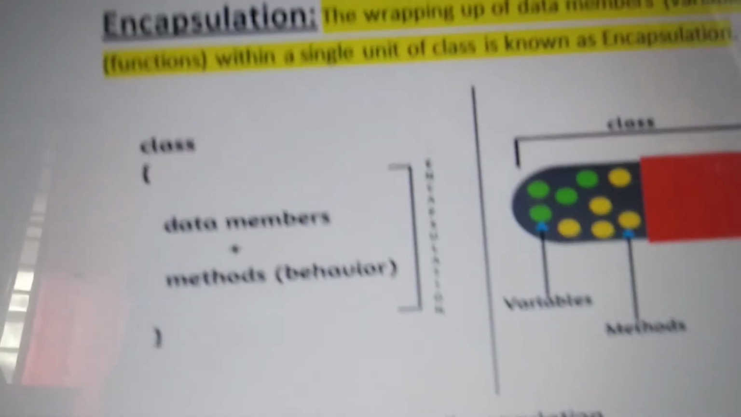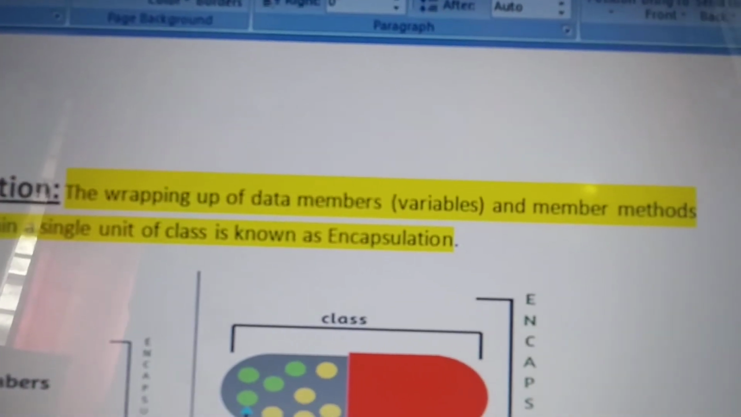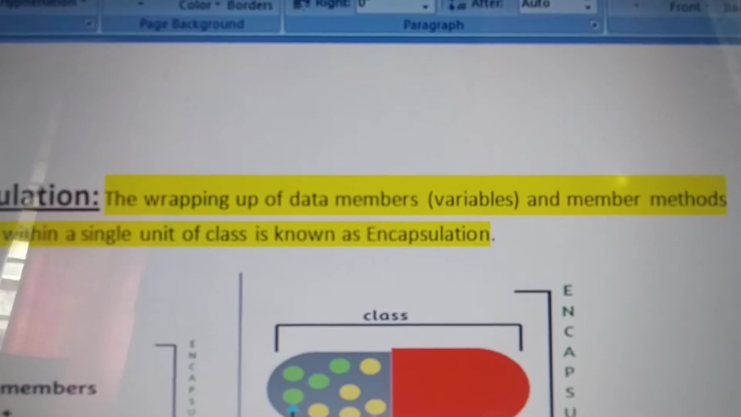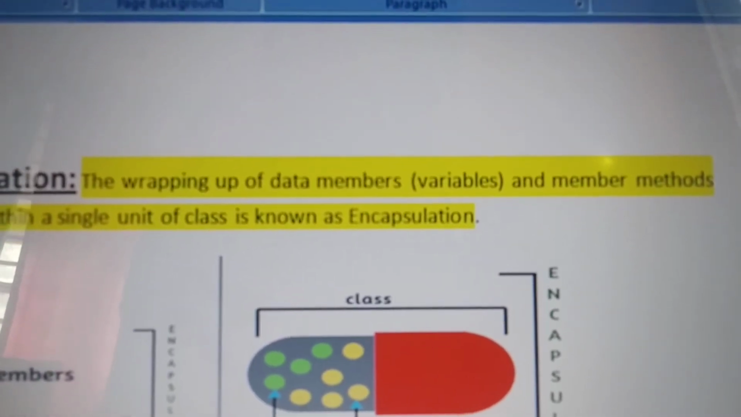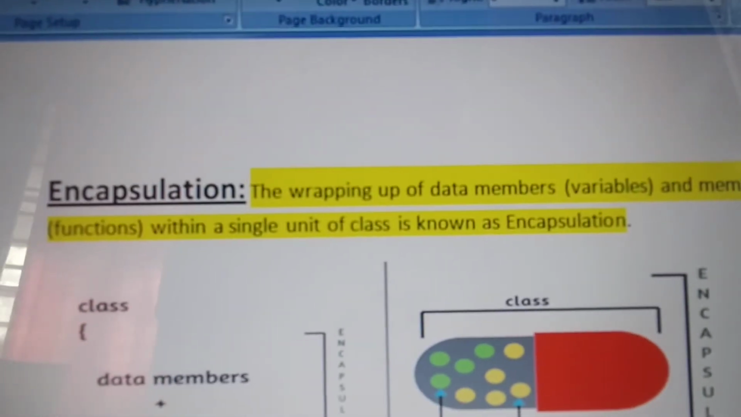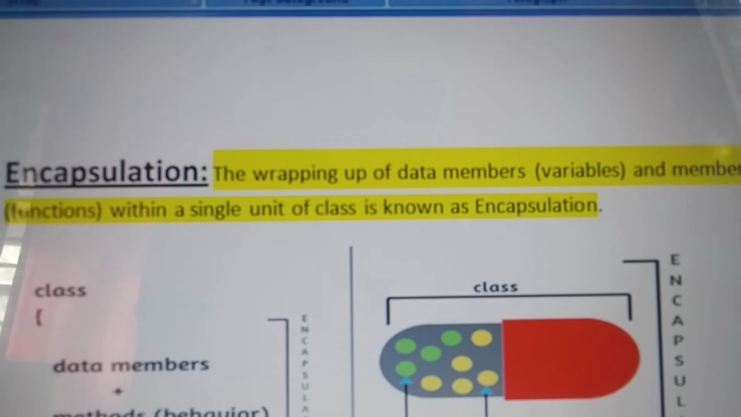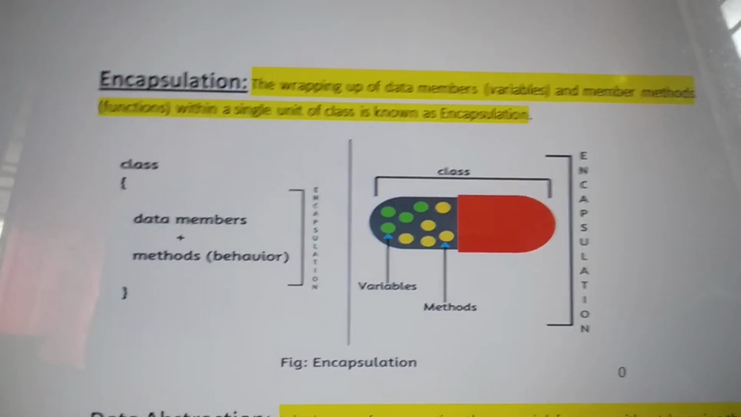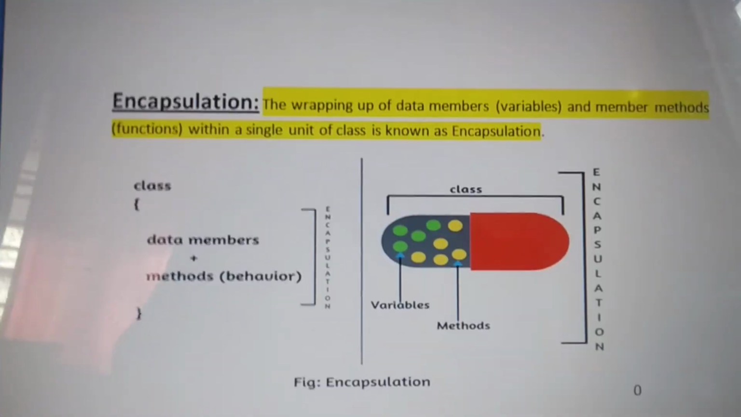Okay, so now let's go to the definition. The wrapping up of data members, which are known as variables, and member methods, which are known as functions, within a single unit of class is known as what? Encapsulation. Very simple. Okay, so now move on to the next.